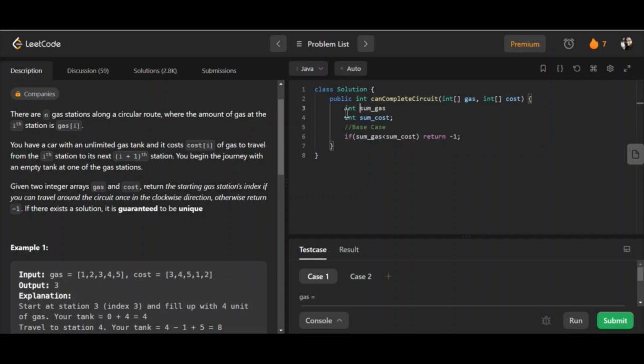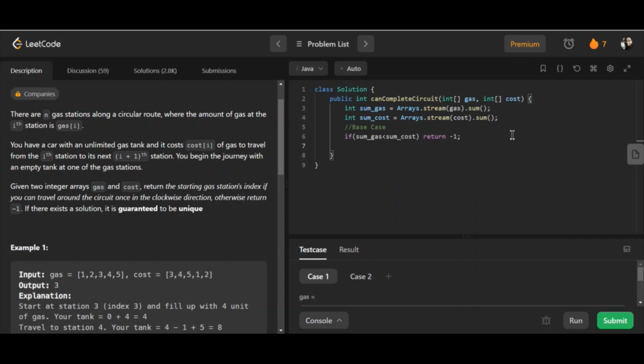Like this, sumGas equals Arrays.stream(gas).sum(). We have to use the sum function, and then similarly I will calculate the total cost of traveling across the circuit, which is Arrays.stream(cost).sum(). Yeah, this is the base case, it is done.